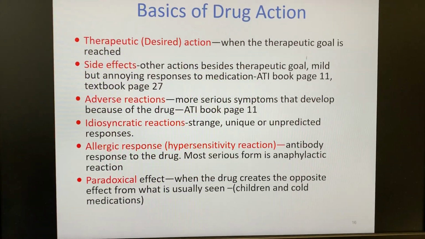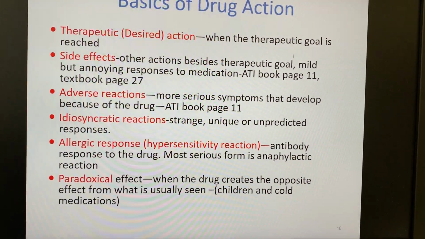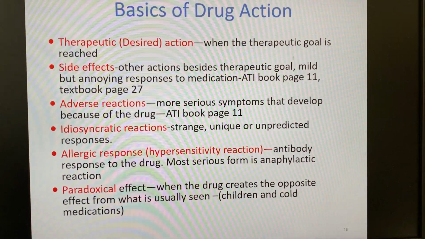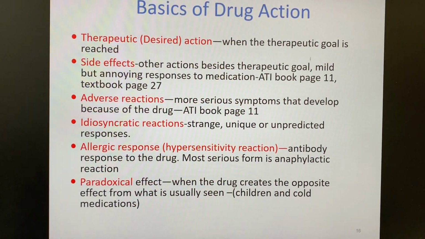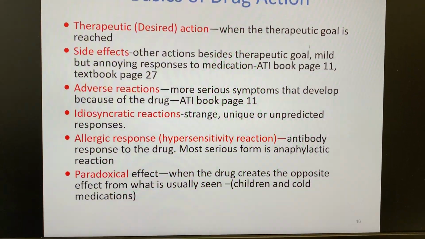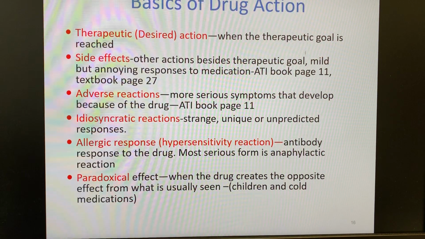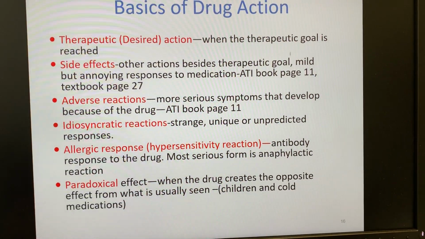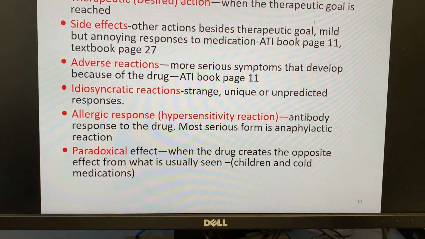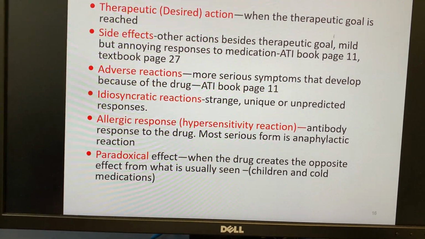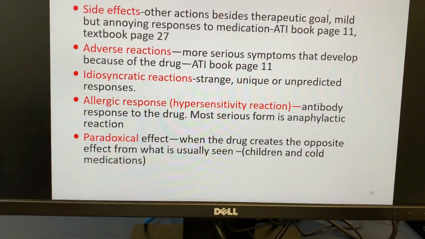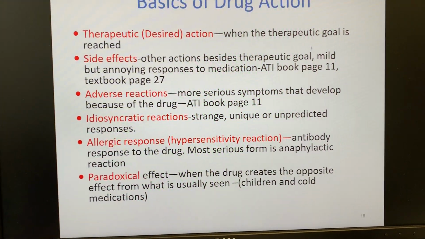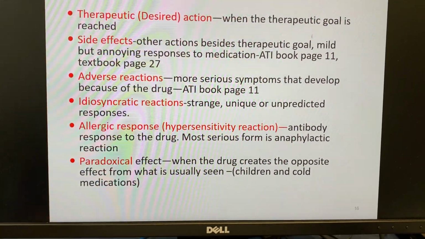Another response, not really common, it's an abnormal action, but a lot of people claim to have allergies, is an allergic response, or what we call a hypersensitivity reaction. An allergic response is different from a side effect in that a side effect just happens because of how the drug works on the body, but a hypersensitivity or allergic reaction happens because your immune system responds to the drug as a foreign invader and tries to mount an action against what it perceives as a foreign antigen.